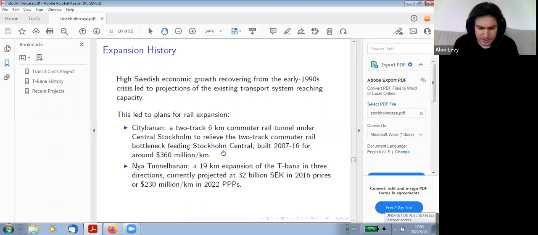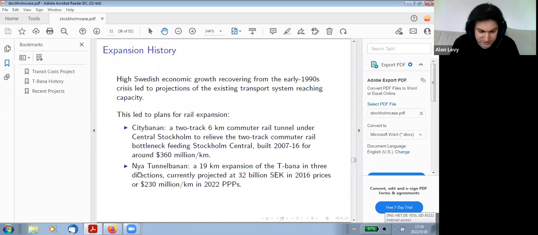And Nytunnelbanan, which is a longer expansion. This is 3 directions, northwest toward an undeveloped, for the most part, area called Barkarby, due north to the suburbs in Solna to Arenastaden, and then southeast that has 2 branches, one to the relatively lower density suburb of Nacka, and farther south to take over one of the 3 branches of the Green Line to permit more frequency.